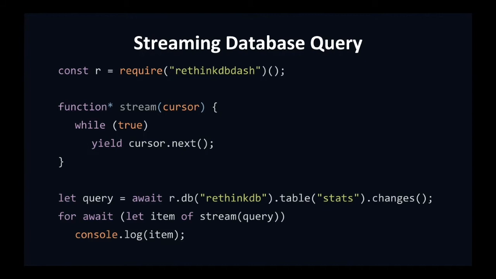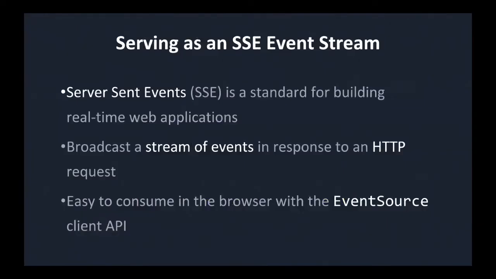And then we're going to do our for await of loop, but we're going to take the response from the database, the cursor that we got back from that query, and we're going to wrap it in our stream function. We're going to invoke stream and pass in the cursor. And now we can do the for await of loop over it, and every time there's an update to that table, we're going to get it pushed to our application. We're going to be able to loop over it. So that's my second example.